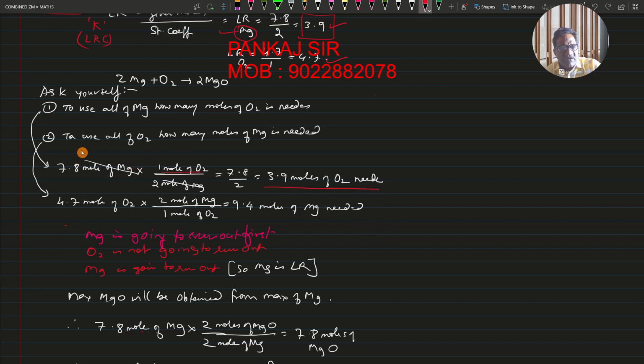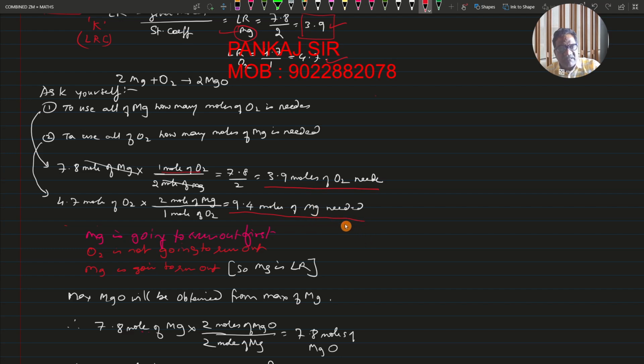Now ask the question for oxygen. To use all of the oxygen, how many moles of magnesium is needed? Now how much oxygen is provided to you? 4.7. So to use all of the 4.7 oxygen, how many moles of magnesium is needed? And you will find that the answer will be 9.4 moles of magnesium is needed.